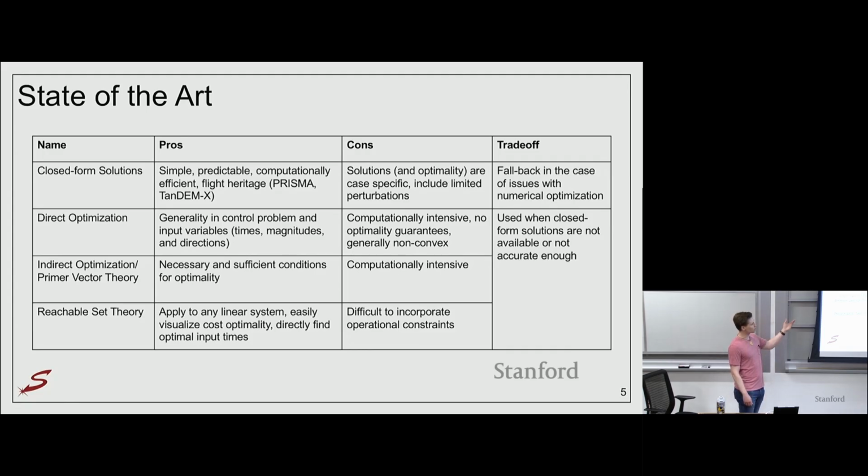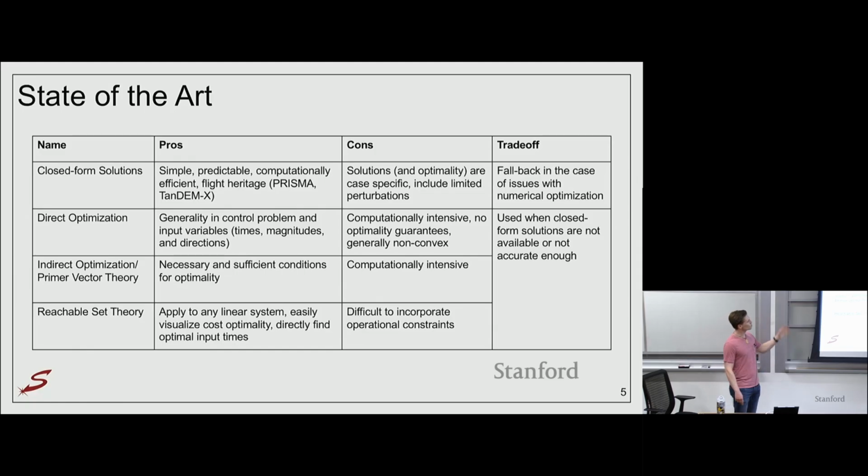For indirect optimization techniques, instead you derive the necessary and sufficient conditions for optimality, but these techniques can also end up being very computationally intensive when you actually apply them within a solver. What we're going to do is attempt to apply reachable set theory, which can be applied to any linear system, to easily visualize cost optimality and find optimal input times, with the downside of reachable set theory being that it's often difficult to incorporate operational constraints.